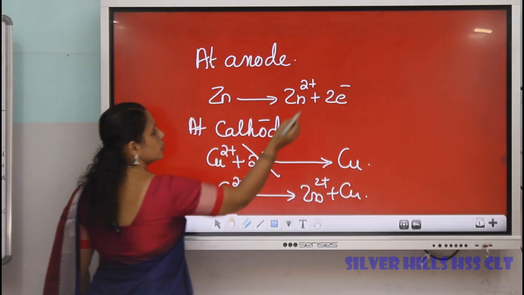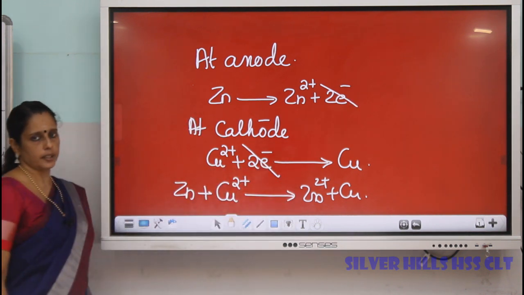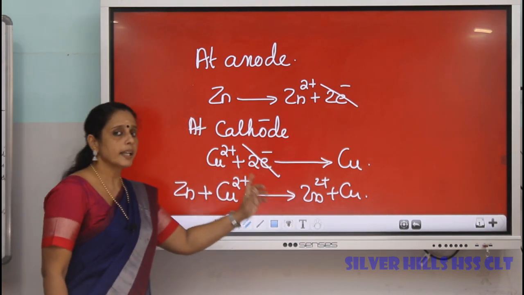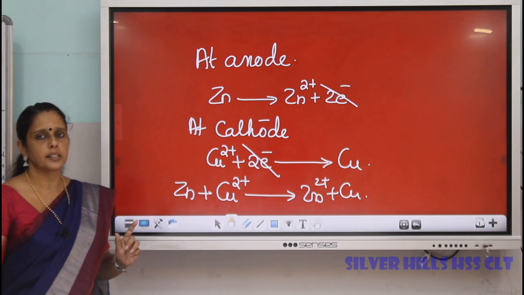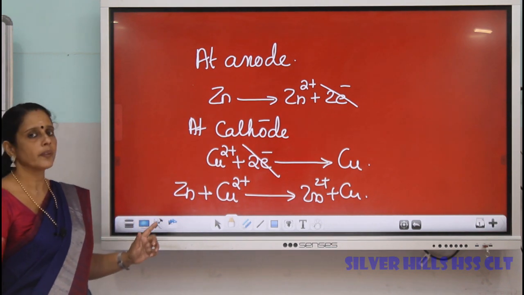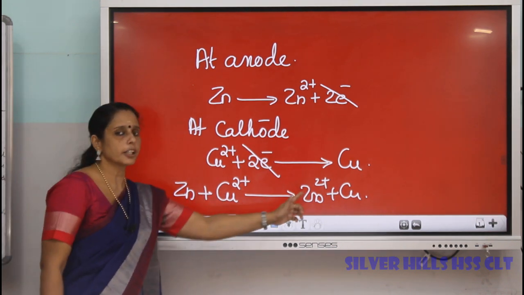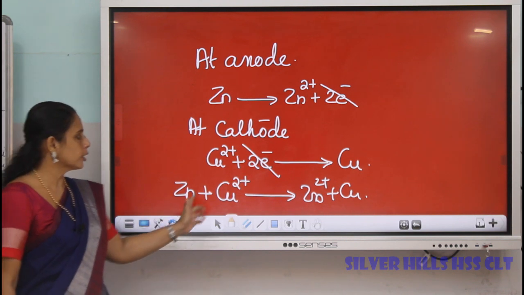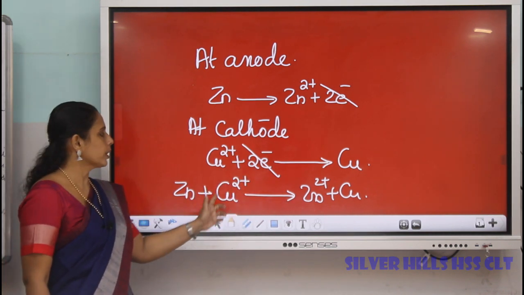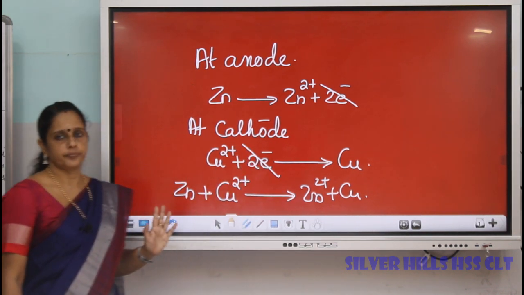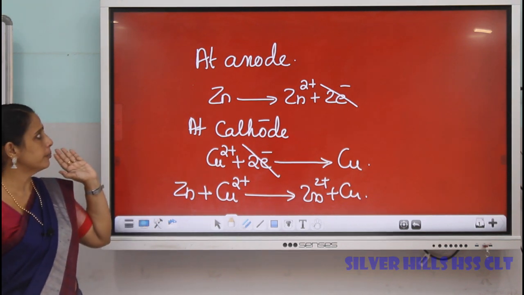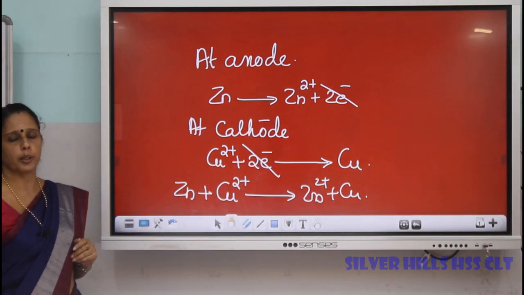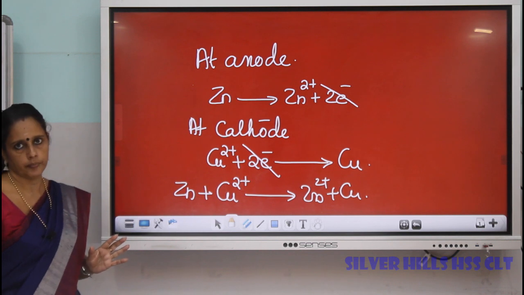That is, these two electrons can be cancelled. And this is the net cell reaction taking place in a Daniell cell, and this is a redox reaction. Zinc undergoes oxidation, copper undergoes reduction. So, we can make a number of electrochemical cells like this.